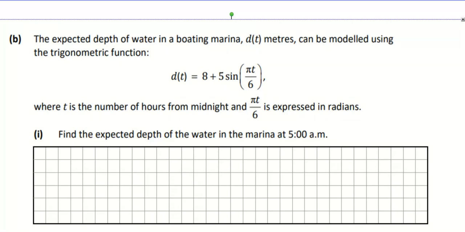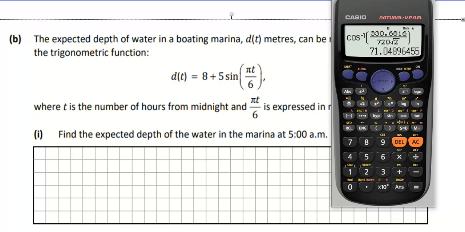All right, guys. Now, put your calculator into radians. Shift, setup, radians. Okay. Enter in 8 plus 5 sine pi x over 6. Close bracket. Okay, I actually didn't do a table function. That was really smart of me.